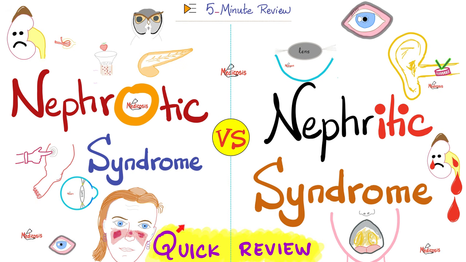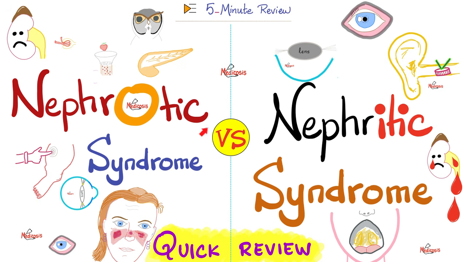And today, we will review Nephrotic Syndrome and Nephritic Syndrome. Is my kidney losing lots of protein in the urine, or is my kidney bleeding into the urine? Is it proteinuria or hematuria? This video is going to go super fast.